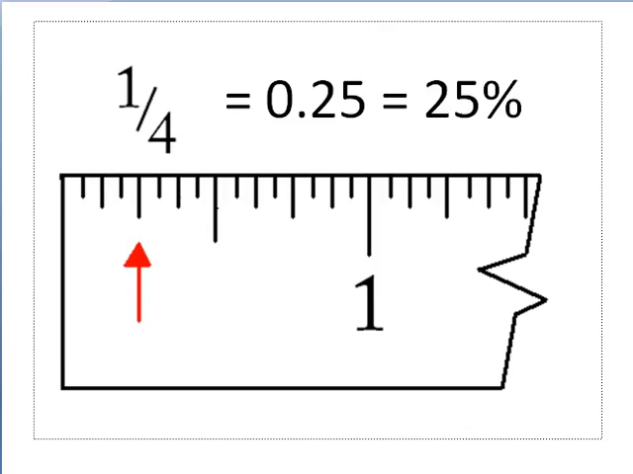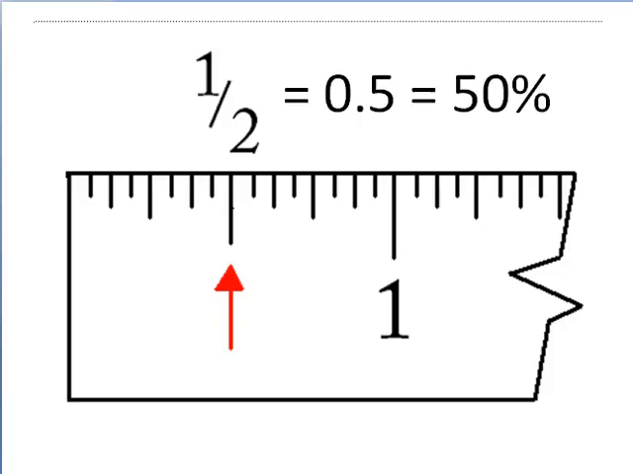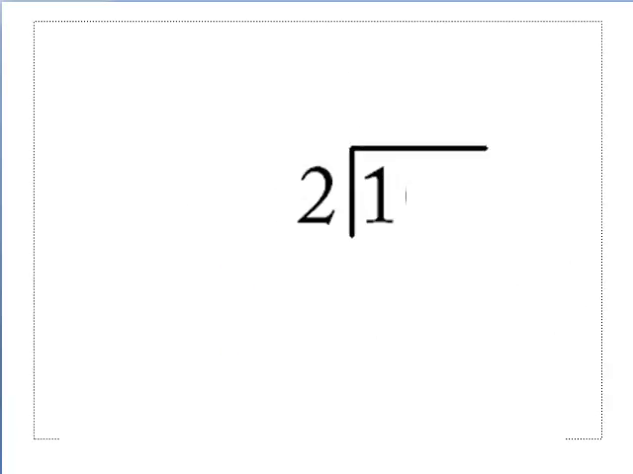Alright, there we see the whole thing again illustrated on the 1 inch ruler. We'll take a look at another example. We have the 1/2. You should already know that 1/2 is equal to 0.5, and that's 50% of an inch. So we'll take a look at that in long division form.